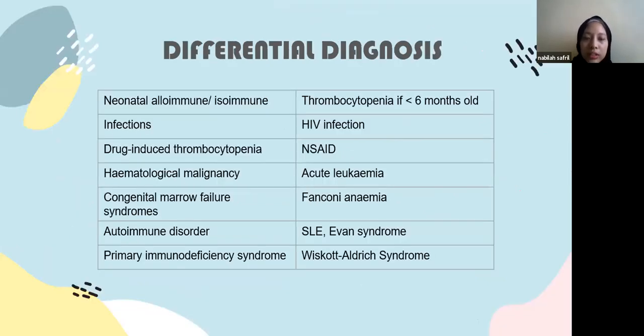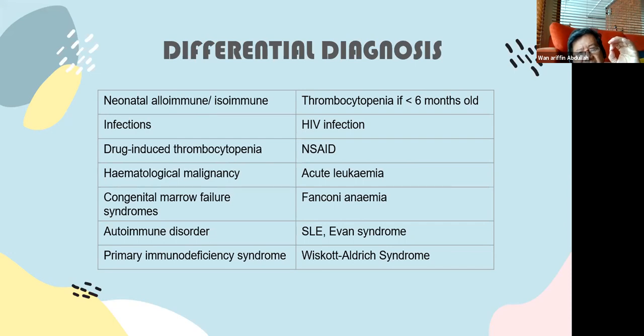These are other diagnoses that are related to thrombocytopenia, for example, neonatal alloimmune thrombocytopenia, HIV infections, drug-induced thrombocytopenia such as NSAIDs, especially aspirin, hematological malignancies such as acute leukemia, congenital marrow failure syndromes, for example, Fanconi anemia, and autoimmune disorders such as SLE. Okay, so very easy to differentiate, isn't it? Because with infection, the patient will come with fever; with drugs, there is a history of drug use; with hematological malignancies, we have hepatosplenomegaly.